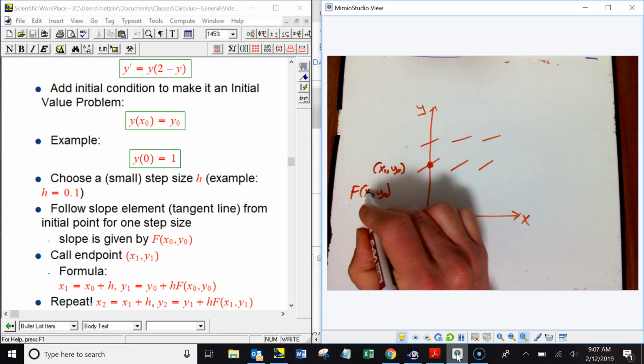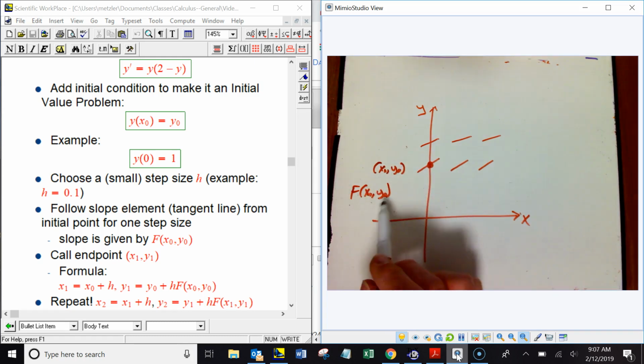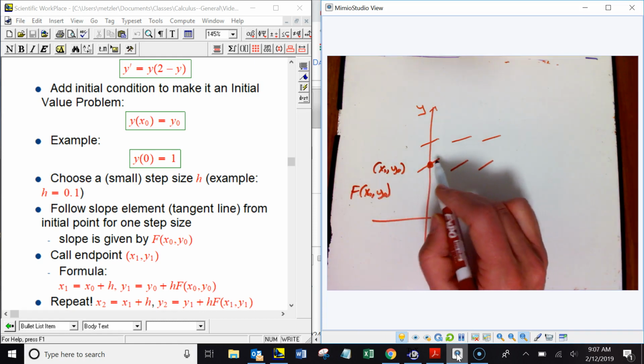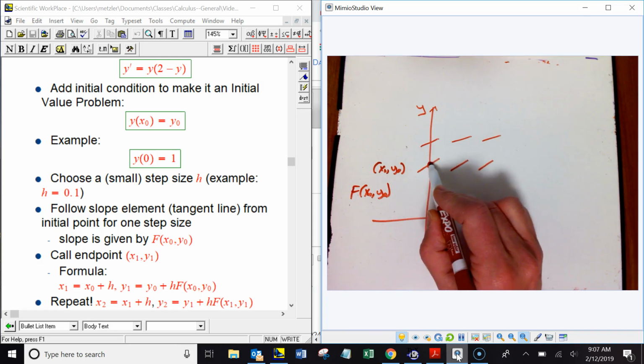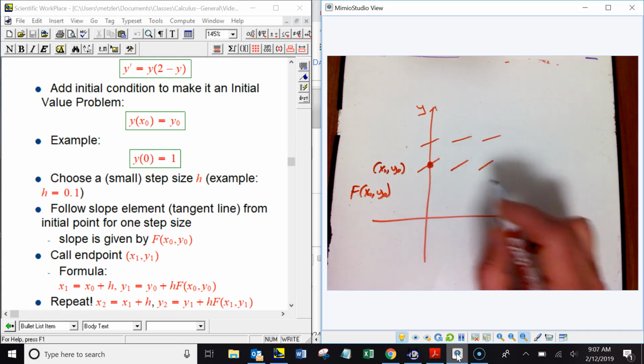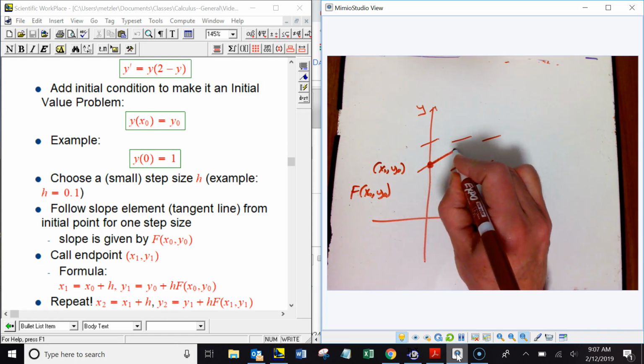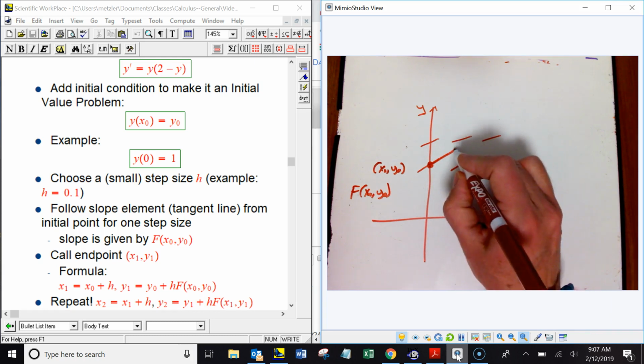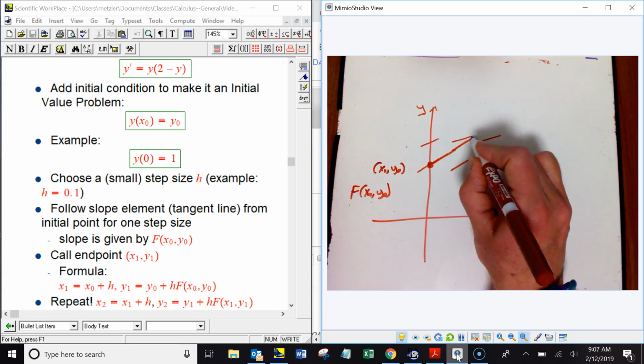Whatever combination is appropriate to this equation, whatever the right-hand side is, we're going to calculate that, and that should be the slope of the mystery curve. As soon as we get away from this point, that's going to change, but we're going to pretend that it doesn't, at least until we get to x equals h. So we're going to follow this out for a while. And I'm going to exaggerate how far we go, maybe up to like here.